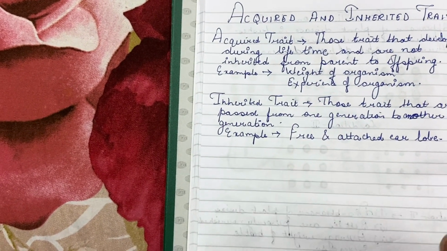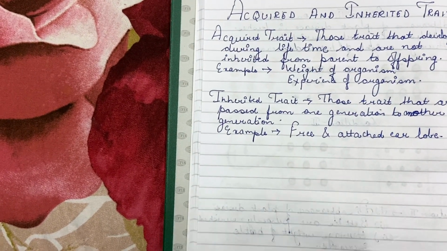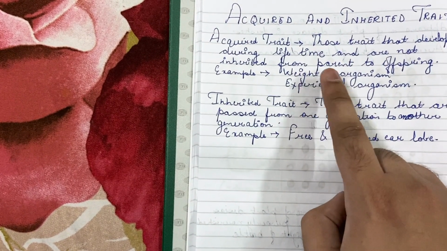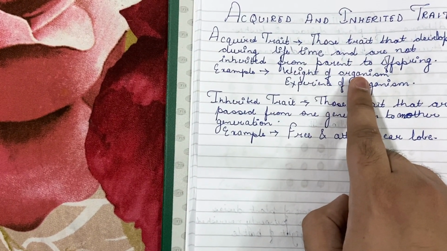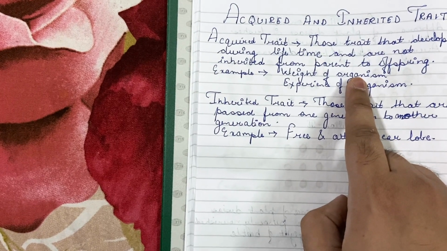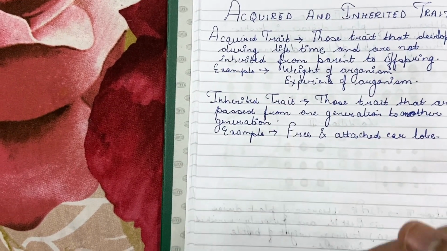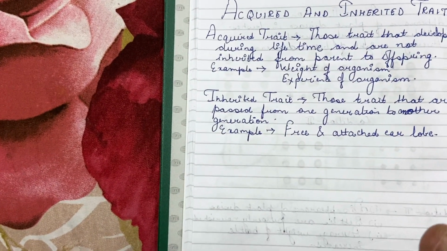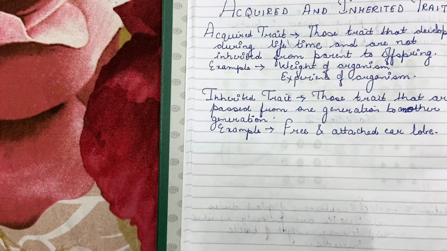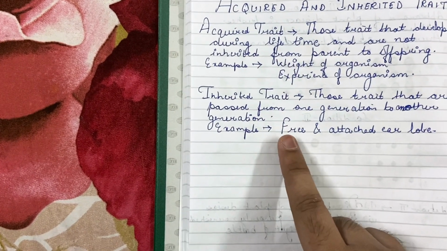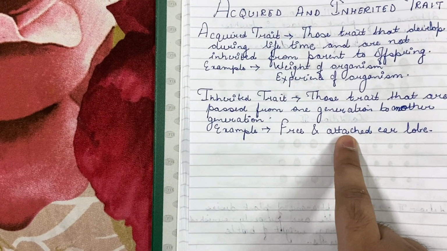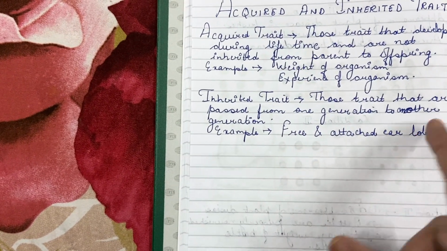So acquired traits will not be transferred from parent to offspring. For example, we have already learned about the weight of the organism, as in the example of the weight of the beetle. Inherited traits, as the name suggests, are those characters which are passed from one generation to another. An example of this is free and attached earlobes.